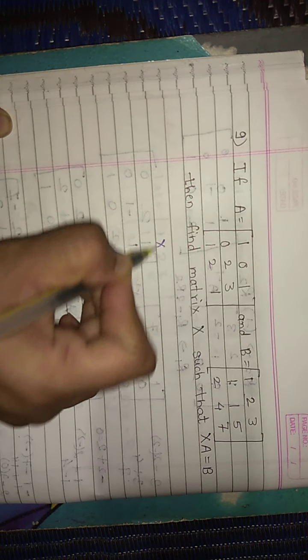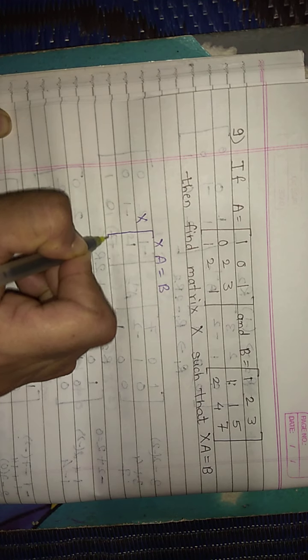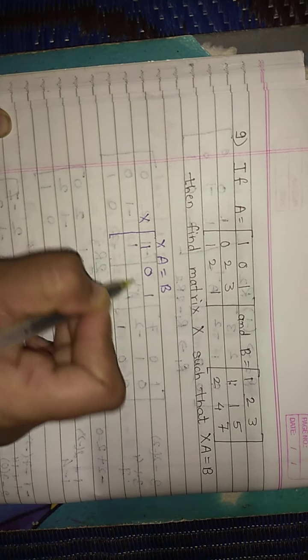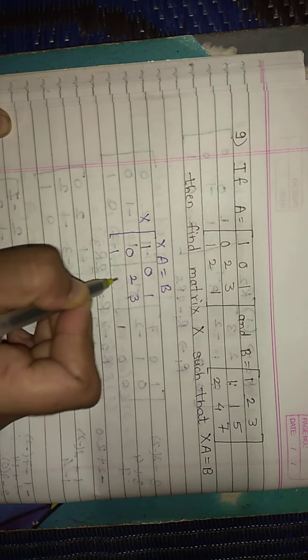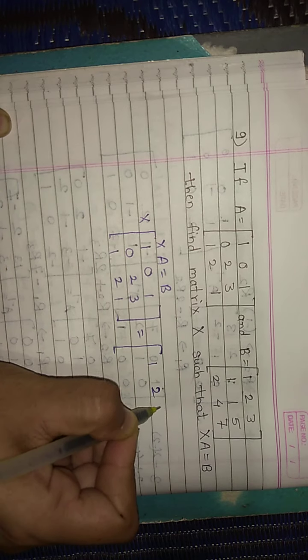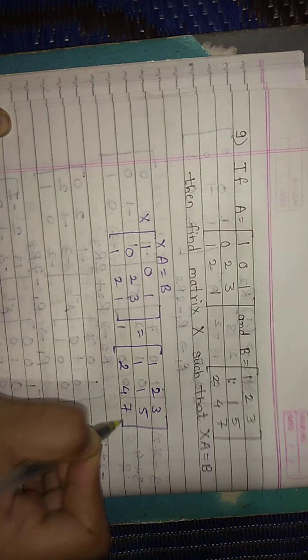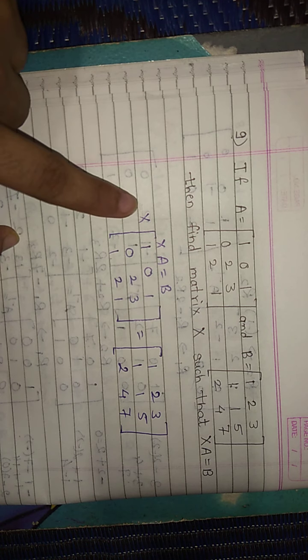Next question, question number 9. If A is equal to given and B is equal to given, then find a matrix X such that XA is equal to B. So if XA is equal to B, we put the value X as it is and put the value of A: 1 0 1, 0 2 3, 1 2 1, and the elements of B: 1 2 3, 1 1 5, 2 4 7. We have to calculate the value of X only.